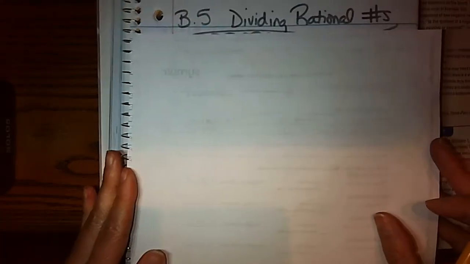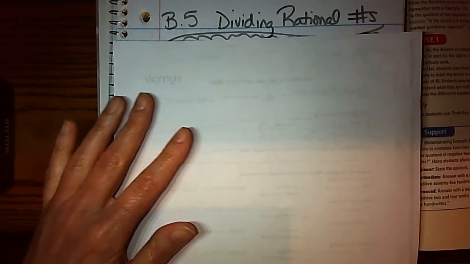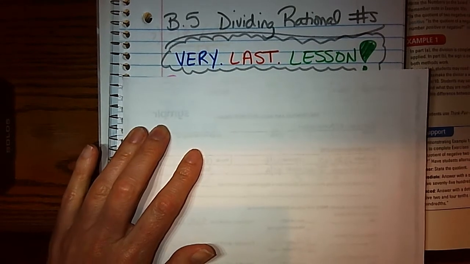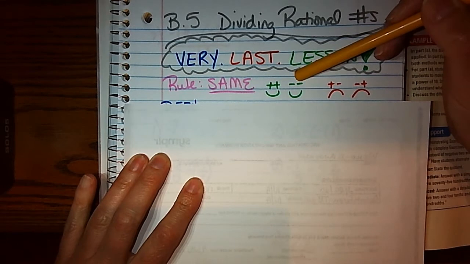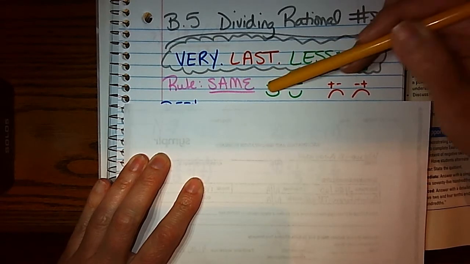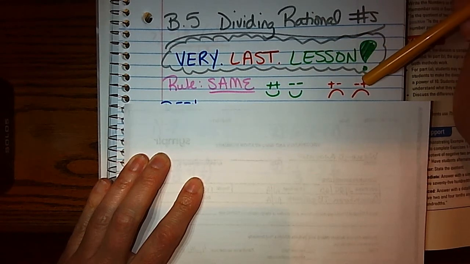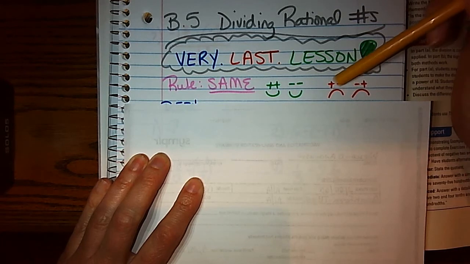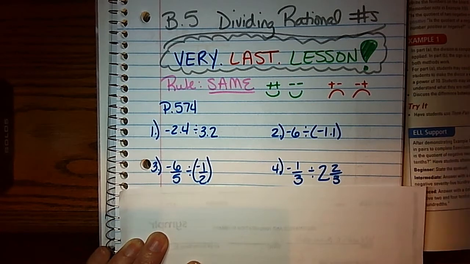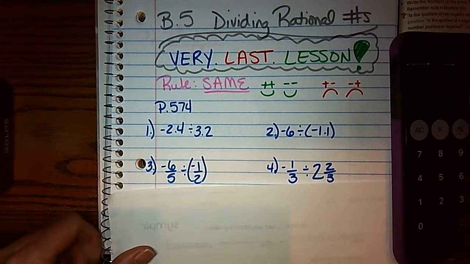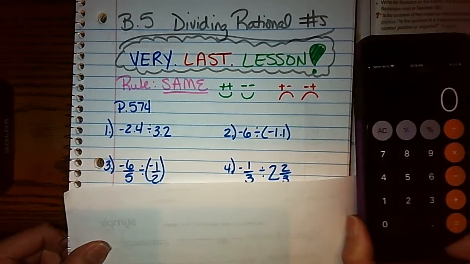So getting our notes. We have dividing rational numbers. Very last lesson. Yay! Same rules as before. If you have two signs that are the same, your answer is going to be positive. If you have two different signs, your answer is going to be negative. So let's just go do these four right here.